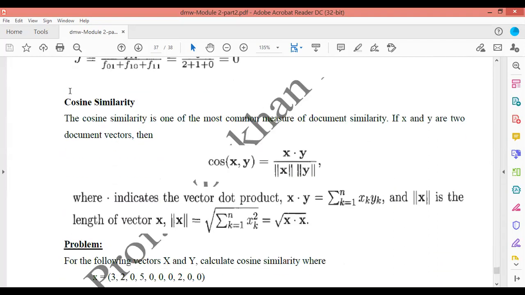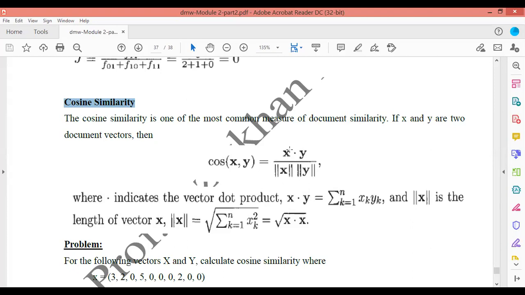Now coming to cosine similarity, one more measure for measuring the similarity of two objects. Again, for this we have an equation: the cosine similarity of two vectors, or document vectors, x and y, is calculated using this equation. Cos of x comma y is equal to x dot y divided by the magnitude of x times the magnitude of y. The numerator is x dot y, the dot product of these two vectors.